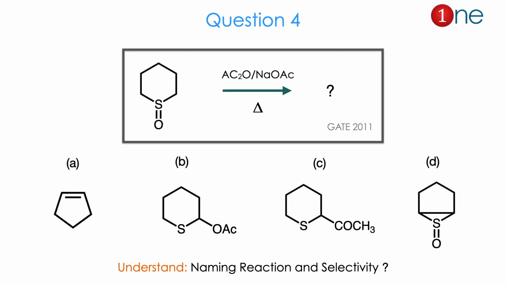So from the reactant you might guess the sulfoxide. So a naming reaction is involved and selectivity of OAc attachment is important here. The answer is B. Let us see how.